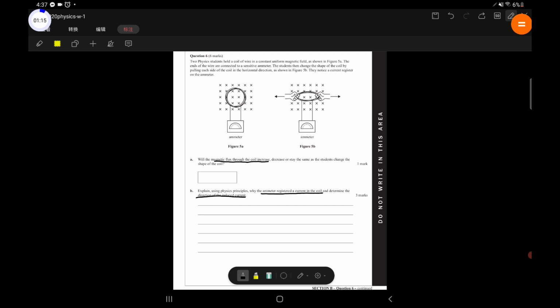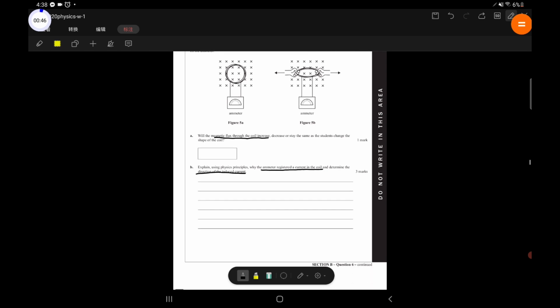Oh no, sorry, we don't need it to be out of the page. That's my bad. The change in flux should also be into the page because we want to, again, oppose that decrease. So if you want to oppose the decrease, you essentially have to reinforce the initial direction of the flux. So induced flux into the page. So using a right-hand grip rule, our fingers curl clockwise. So induced current is clockwise.